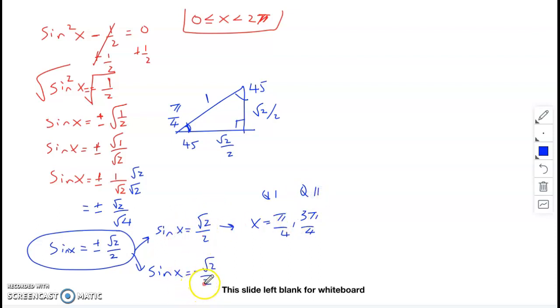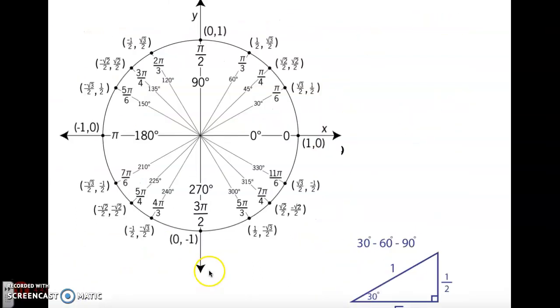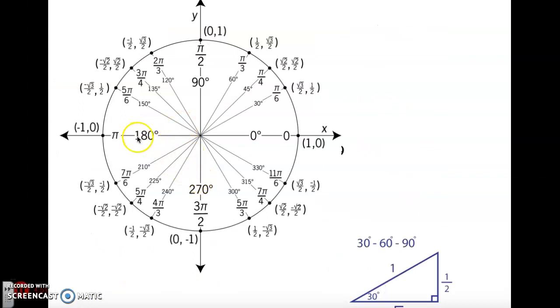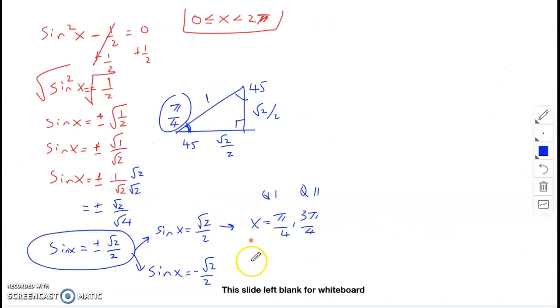What about my negative square root 2 over 2? So I've got to go the same way. My reference angle is 45, which is pi over 4. So I come over here and look at my third quadrant and my fourth quadrant. My sine is negative. Why? Because it's going down. So here we go. Negative square root 2 over 2 is going to be at 5 pi over 4 and at 7 pi over 4. So those are my two answers with my negative. And that's my answer for this problem.